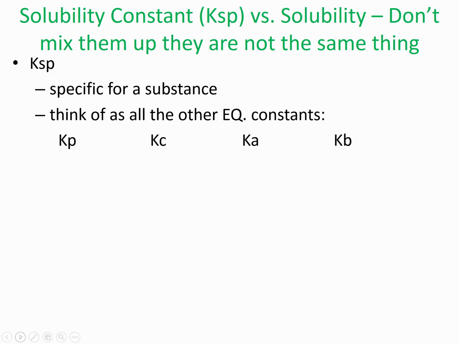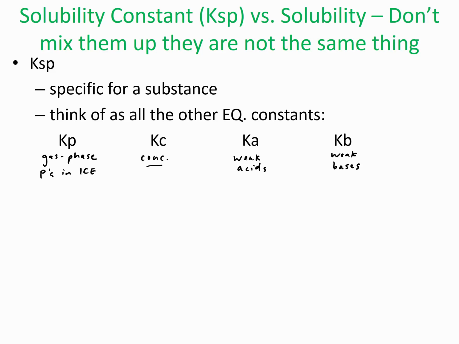So we went over Kp. This is for gas phase equilibrium, working with pressures. So you have pressures in your ICE table. Kc is when you have concentrations in your ICE table. So you could also be working with gases and call it Kc. Ka, of course, is used when we're talking about weak acids and their ability to ionize. And then Kb is, of course, for weak bases and the ability of those to ionize.